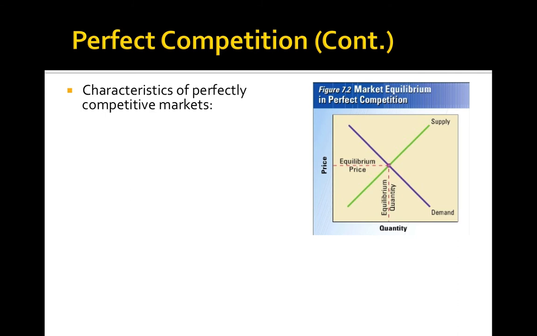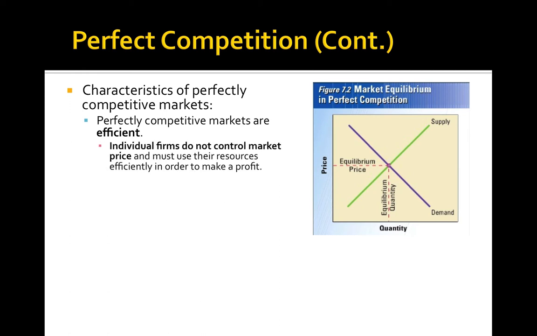Characteristics of perfectly competitive markets. Perfectly competitive markets are efficient. That is, individual firms do not control market price and must use their resources efficiently in order to make a profit. So resources are used very efficiently in a perfectly competitive market system.